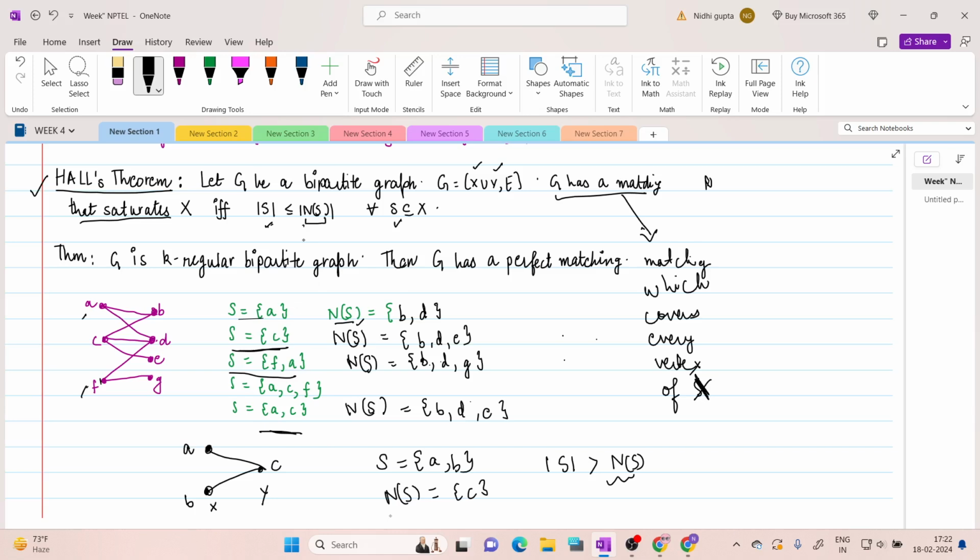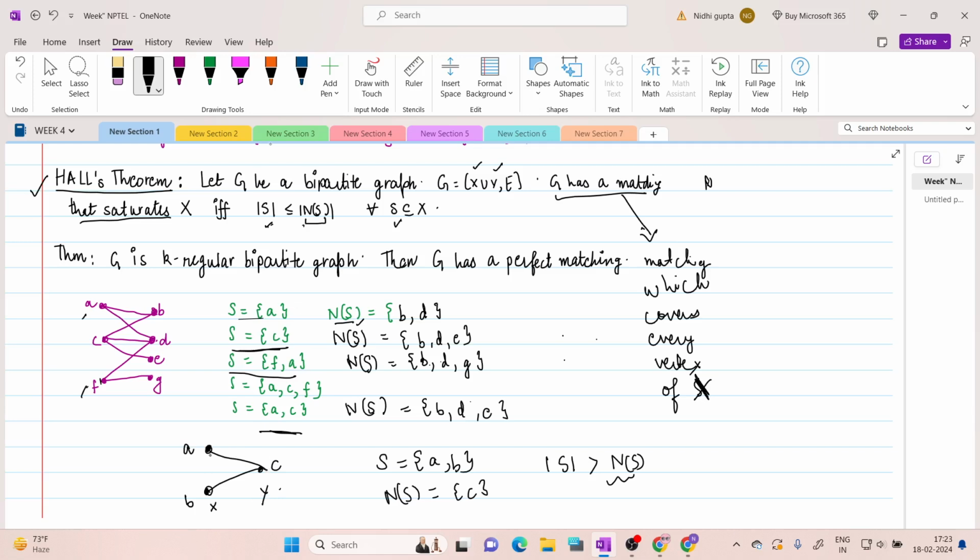So I was trying to prove one condition of this theorem: if G has a matching that saturates X, then the order of S should be less than or equal to N(S). Without using the theorem, can you tell me why this graph cannot have a matching which saturates X? Because A and B have degree 1 and C has degree 2. In fact, C is saturated, not A and B.